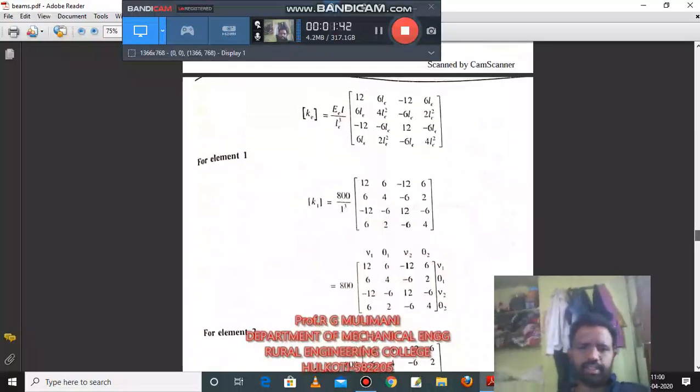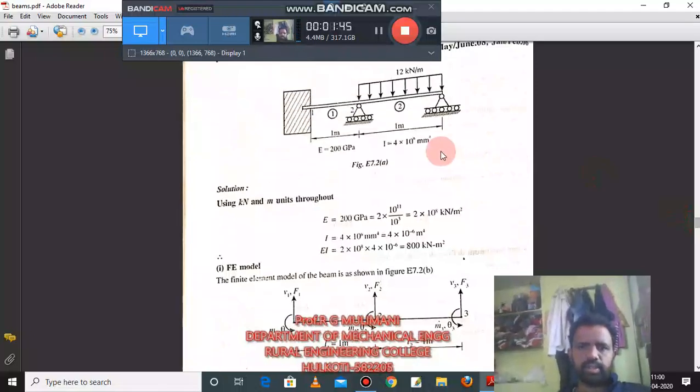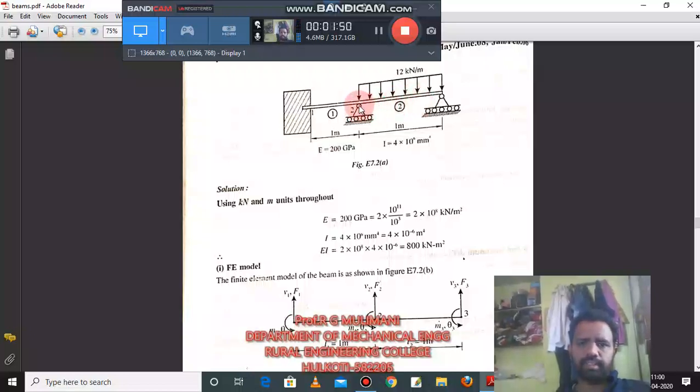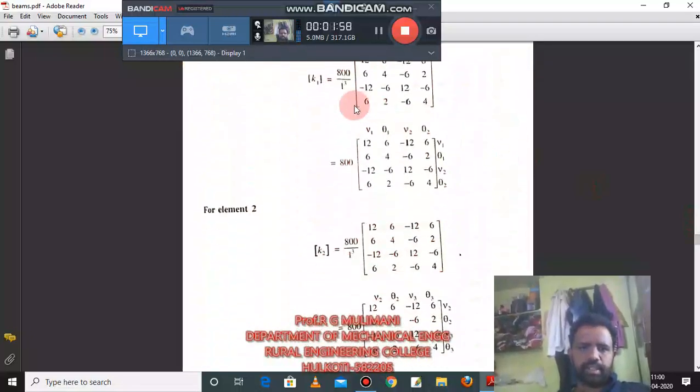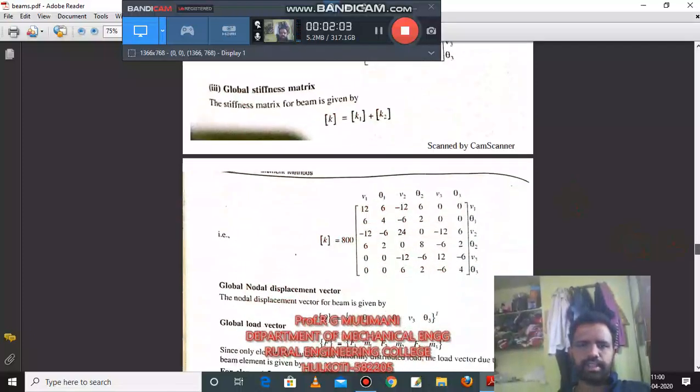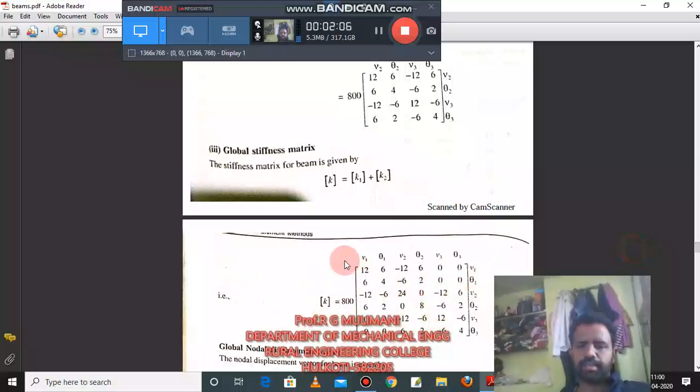Now the degrees of freedom are not the same for the two elements. It is V1 theta 1, V2 theta 2 for element 1, and for element 2 it is V2 theta 2, V3 theta 3. So you add the two matrices, stiffness matrix 1 and stiffness matrix 2. This process is called the assembly of the stiffness matrix. The size of the stiffness matrix is 6 by 6. Why is it 6 by 6? In each node there are 2 degrees of freedom, and we have 3 nodes, 3 into 2, 6. V1 theta 1, V2 theta 2, V3 theta 3.